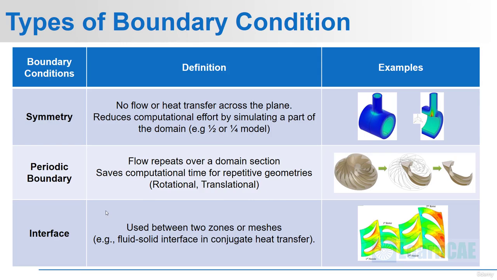Okay, next is interface. Interface conditions are used between two zones or two mesh bodies. That is, for example, either a fluid-solid interface in conjugate heat transfer application, or a fluid-fluid interface, or between two solid domains, etc. So interface boundary conditions are used between two zones. Okay, these are the common types of boundary conditions.